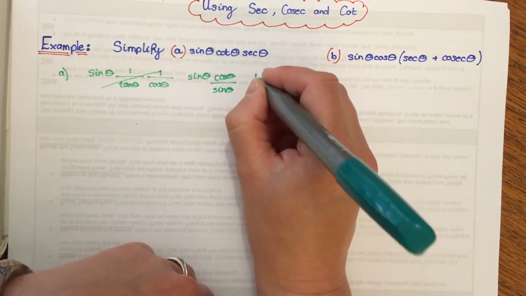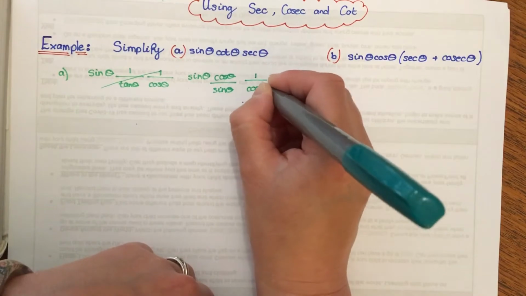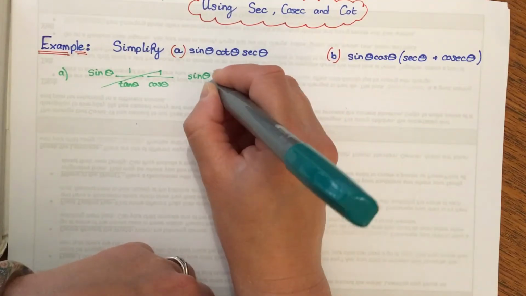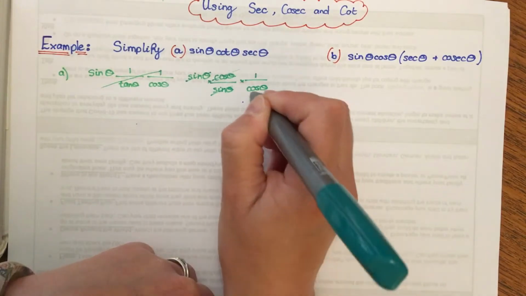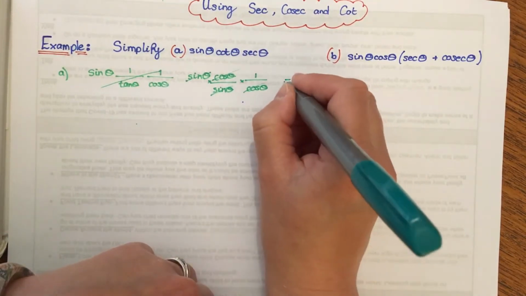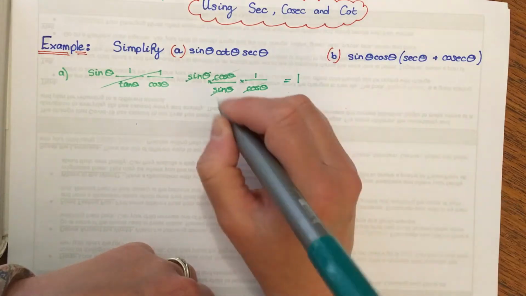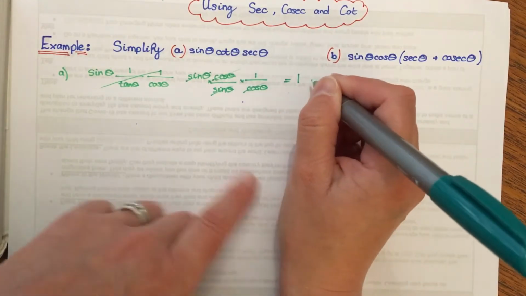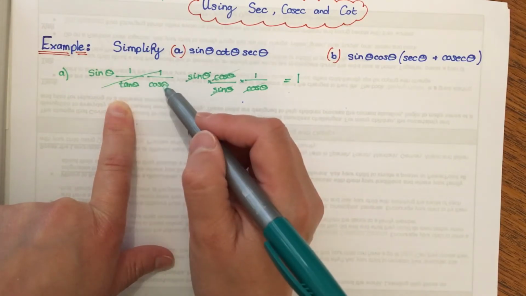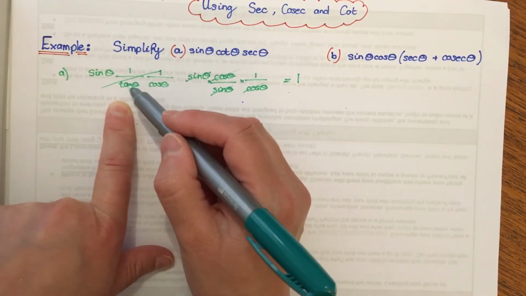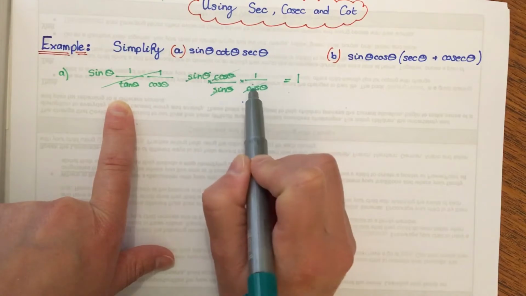And sec is 1 over cos. Now you can see that because these are multiplied together, that sine is going to cancel with that sine, that cos is going to cancel with that cos, and you are left with 1. So it really has massively simplified that. You could have got to that from back here because you could have spotted that sine over cos is tan. So tan times 1 over tan is 1, but I think it's easier to see it from here.